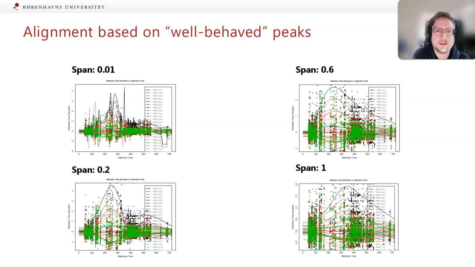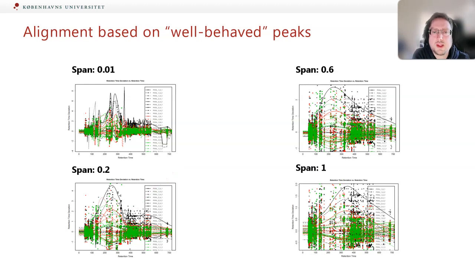Did you think it was that easy? No. Also here we need to decide on one parameter. For the line we have drawn through the peaks found in each sample, we need to decide how smooth or flexible we need to allow that line to be. Here a span of 0.01 is definitely too low. 0.2 is not too bad, but here it seems like it is overfitting. So 0.6 would be my choice.